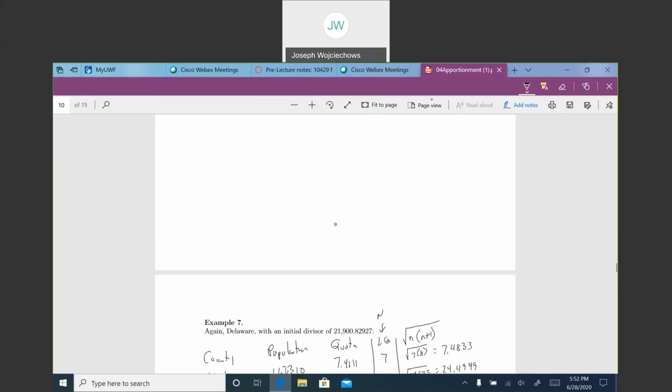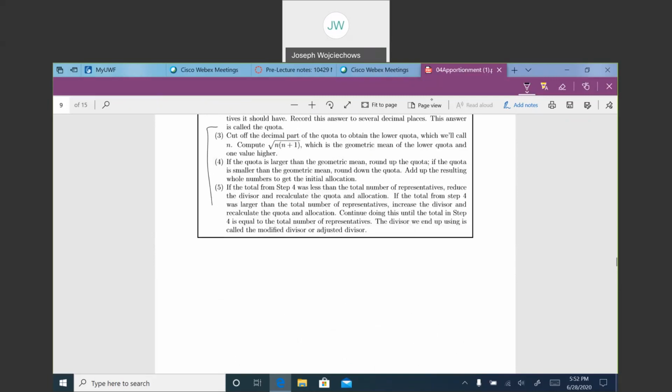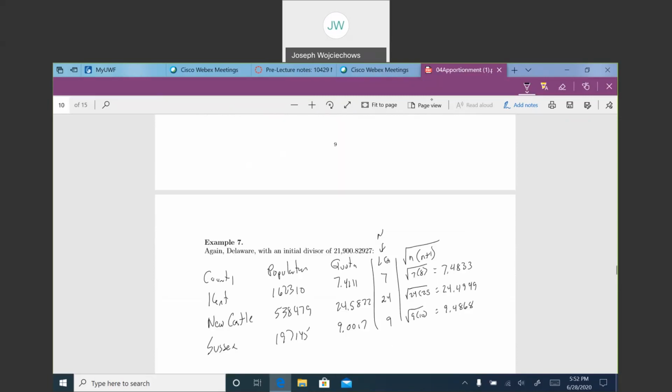So now let's go back and check what we do next. If the quota is larger, round up. So if this is larger, you go up. So 7.41, 7.48, it's not. That stays the same thing. 24.58, 24.49. This is larger, so we go up. 9.00, 9.48, it's not, so we stay the same. And that gives us 41.